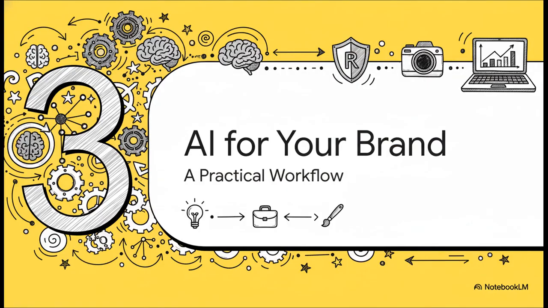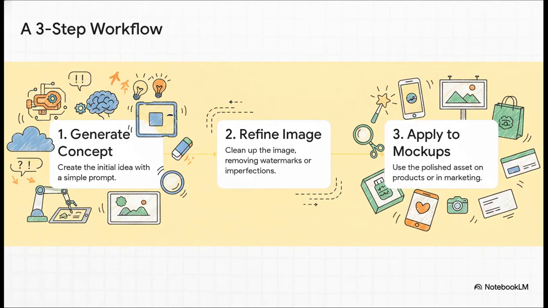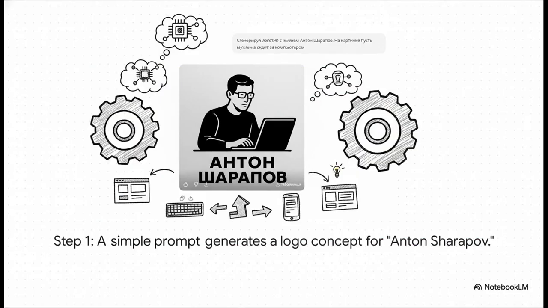Okay, so we've had our fun on the creative side, but now let's get down to business. How can you actually use these tools in a real workflow, like to build a brand or make stuff for a client? It's actually a pretty simple three-step process that you can use over and over. First, you generate the initial concept with the AI. Just get the raw idea out. Second, you refine and clean up that image. And third, you apply that finished, polished design to all your product mockups and marketing stuff. So let's walk through it.